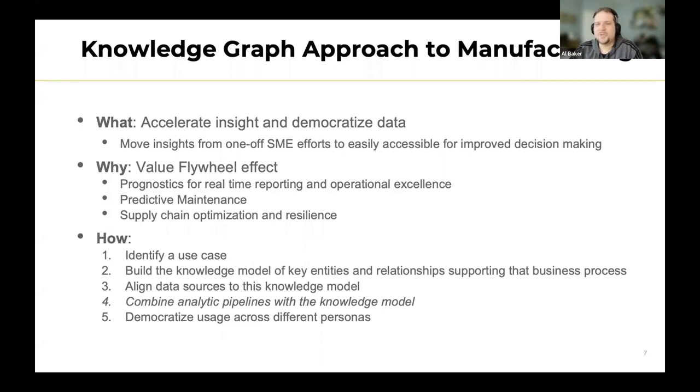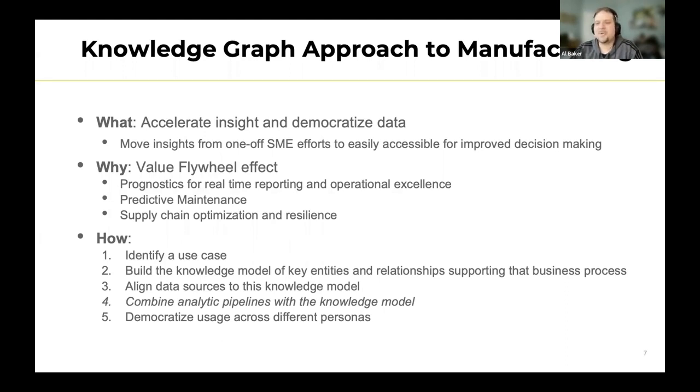So our approach follows the standard practice that we like to talk about here at Stardog in terms of identifying a use case, then building a knowledge model by understanding what are the key entities and relationships supporting that business process. And with that knowledge model in hand, we'll then align the existing data systems to that model. But there is one key difference here, something that we're adding today that we just started talking about a bit last year, and we're looking at a whole lot more this year, especially as part of our manufacturing go-to-market.